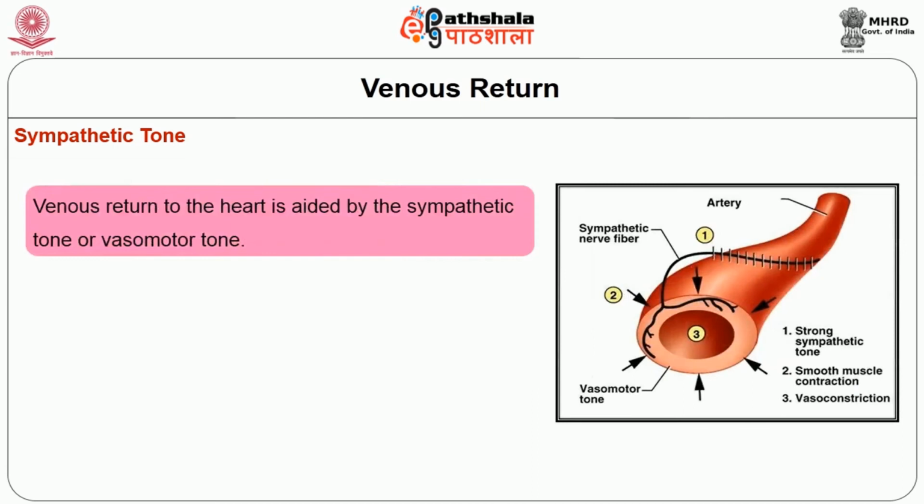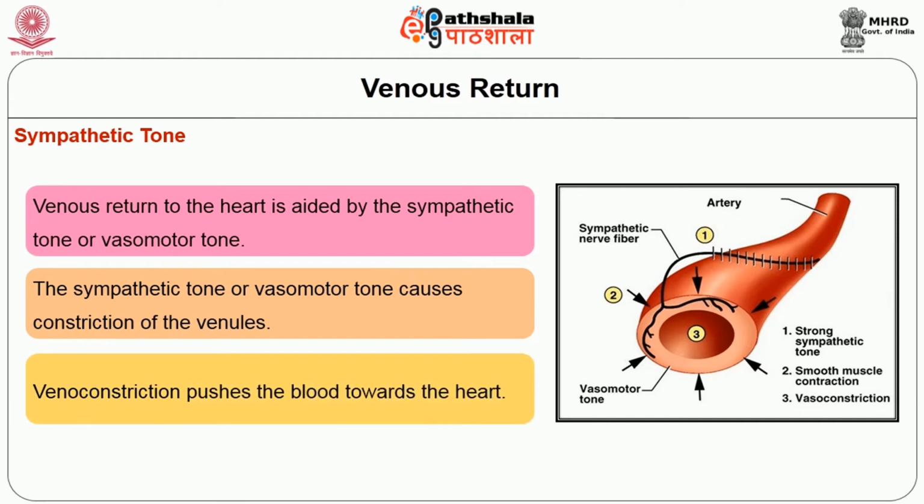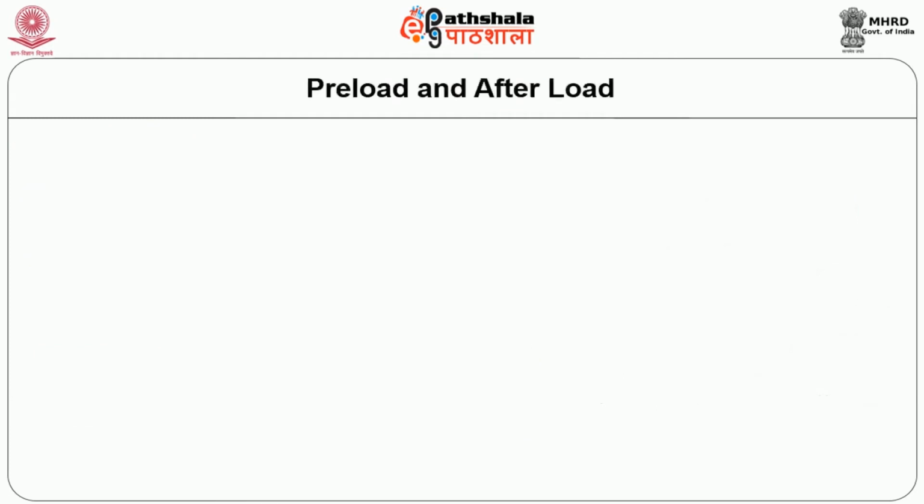Venous return to the heart is aided by the sympathetic tone or vasomotor tone. The sympathetic tone or vasomotor tone causes constriction of the venules. Vasoconstriction pushes the blood towards the heart. So, we have discussed so far the venous return component of the cardiac output. Now, we will see the second point of the factors regulating the cardiac output, that is preload and afterload.